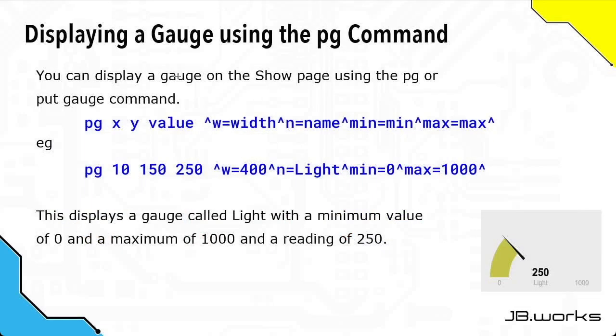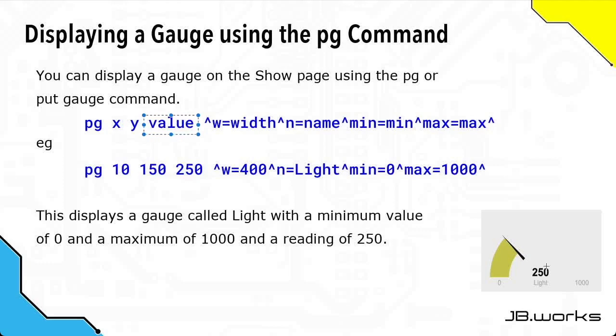With the JackBord Basic and the dashboard, we can display a gauge of our own on the show page using the PG command, which is shown here. It looks like a lot, but it's actually really simple. The first thing we have is an X value, which is where we want the gauge to appear on the screen, left and right. Next we have the Y value, which is how far up and down the screen we want it to be. And then the value is the reading that we're going to display.